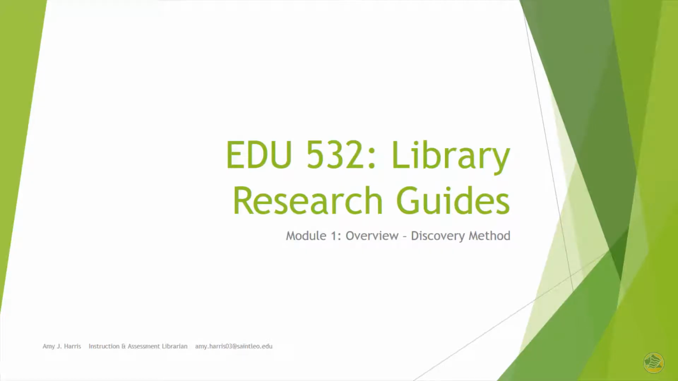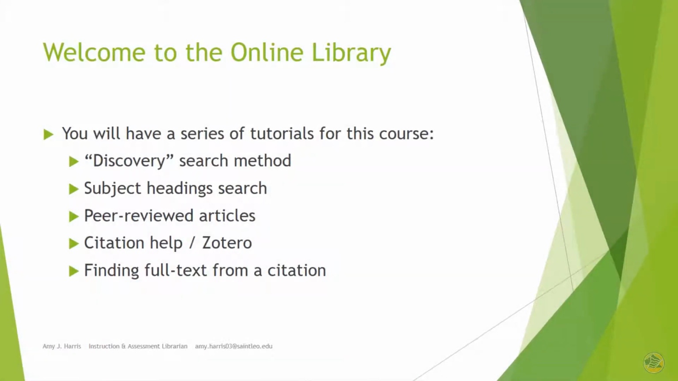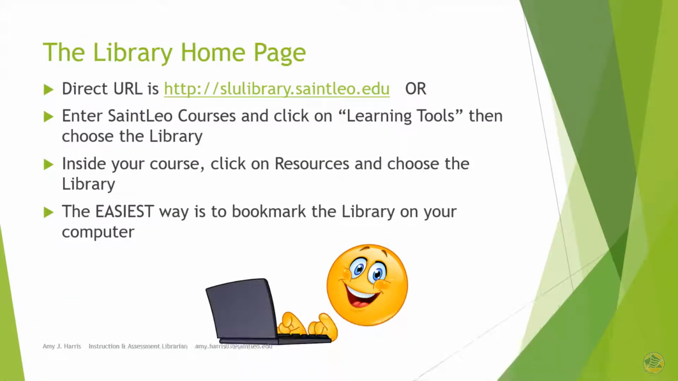To the online library. This library research guide is one in a series of tutorials for this course. We will be discussing the discovery search method, subject headings and why we'd want to use them in a search, peer-reviewed articles, citation help, and a program called Zotero that's totally free and will do your APA for you, and finding full text from a citation.